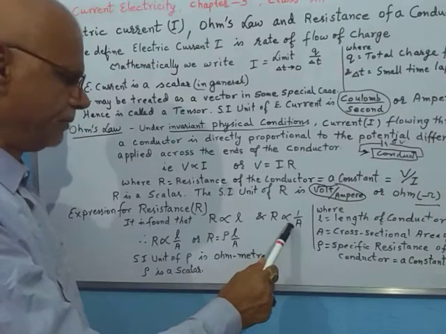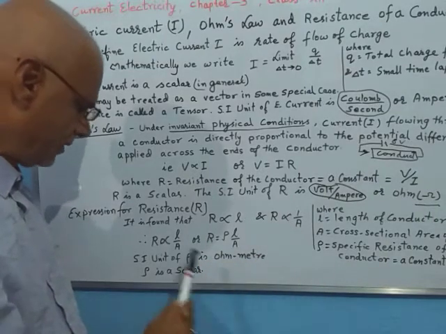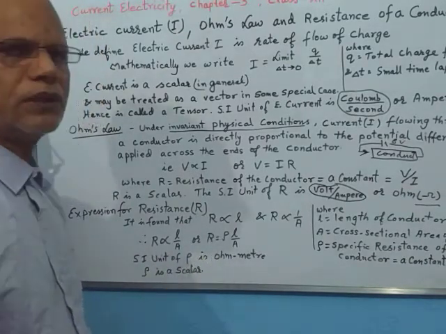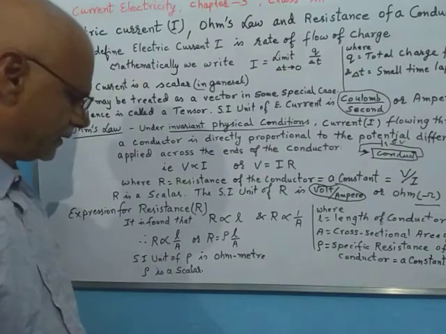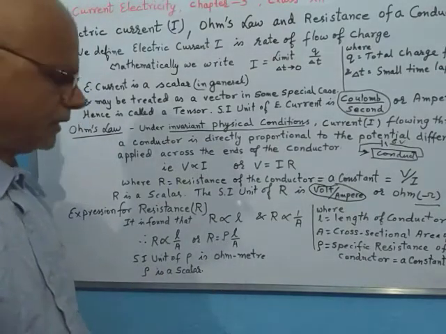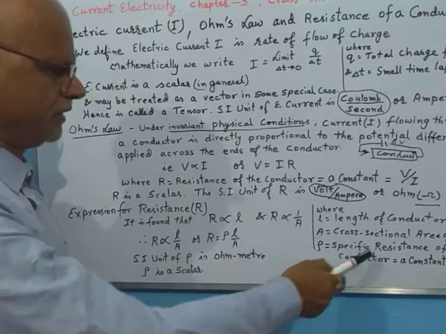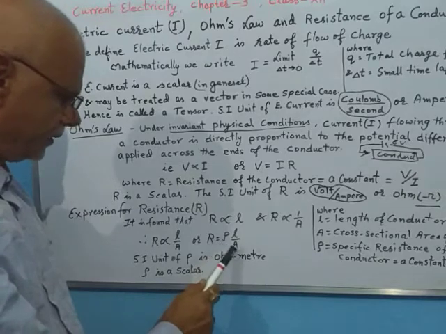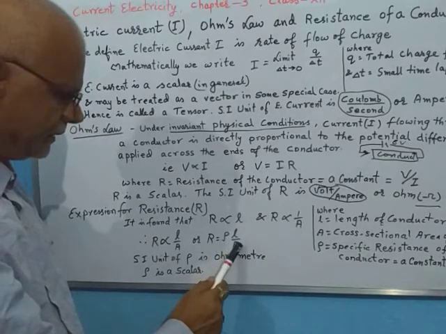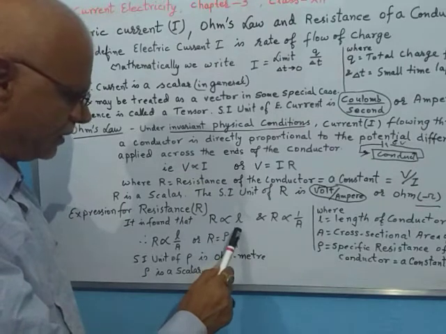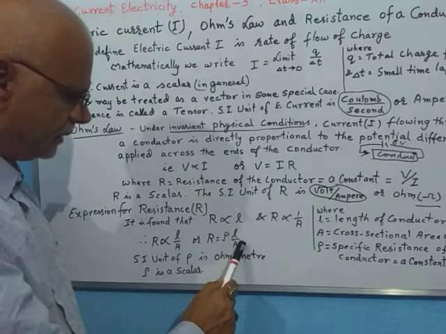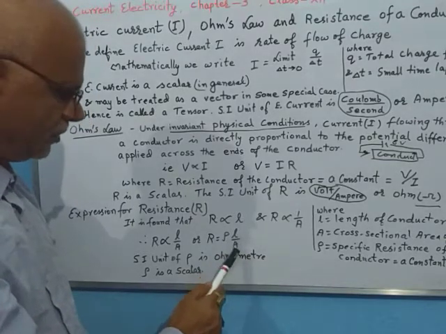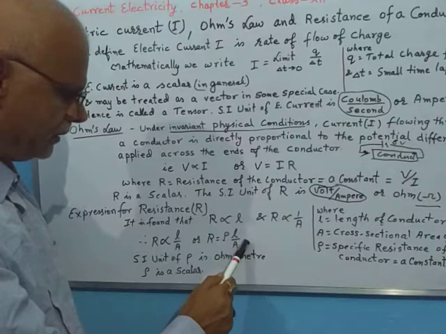So keeping these two quantities together, we have R is proportional to L upon A, and from that we have R is equal to rho L by A, where we are eliminating the proportionality sign by introducing a constant. This is rho, known as the specific resistance of the conductor, and its SI unit will be, you see here you have length in meter and cross-sectional area in meter square. One meter in the numerator is cancelled by another meter in the denominator, so we are left with meter in the denominator.